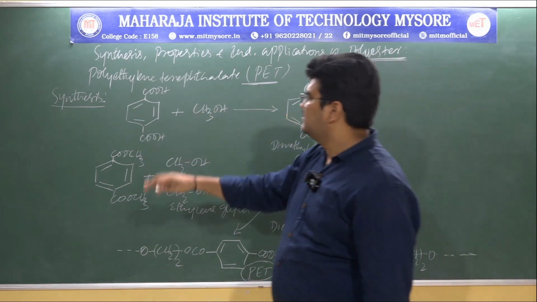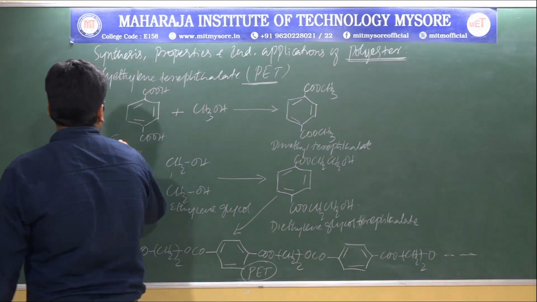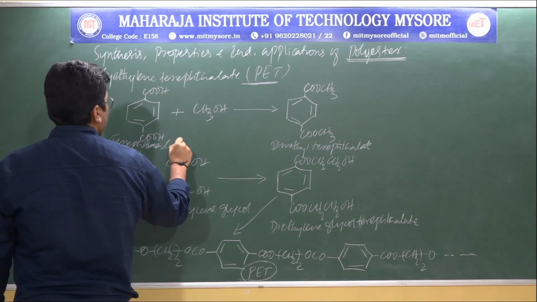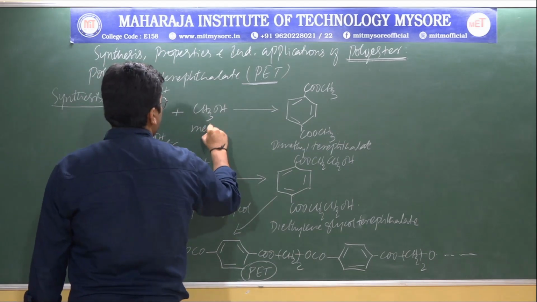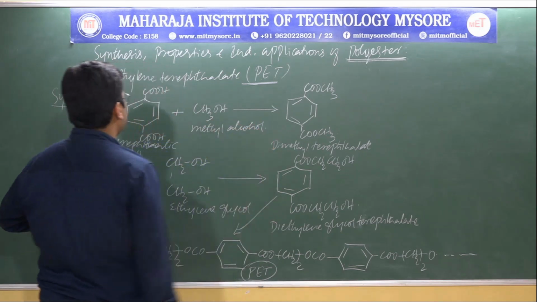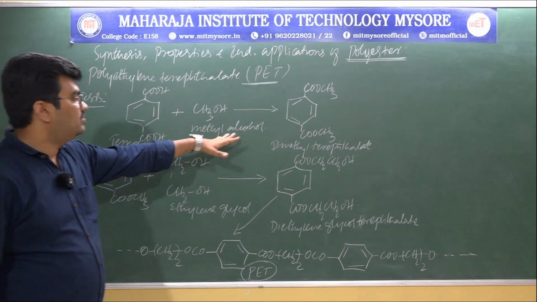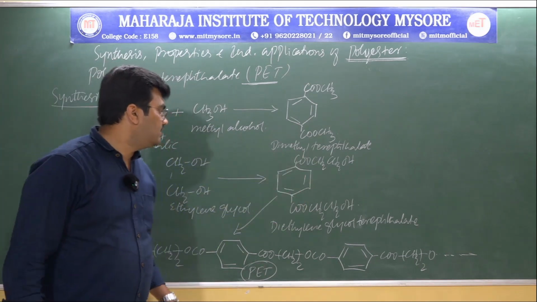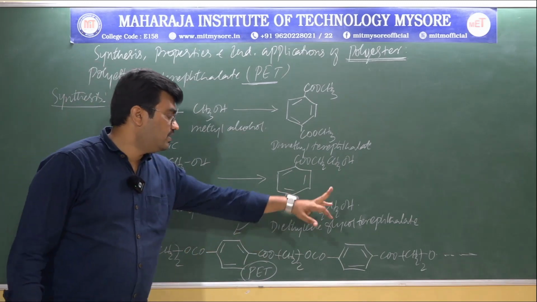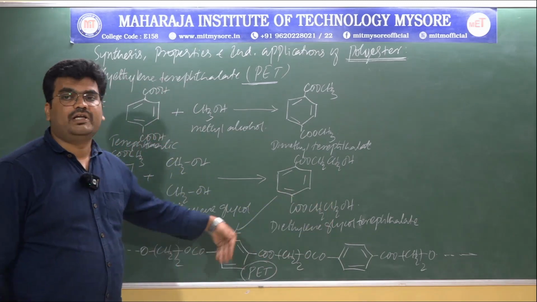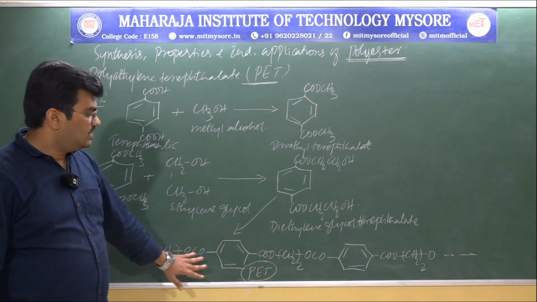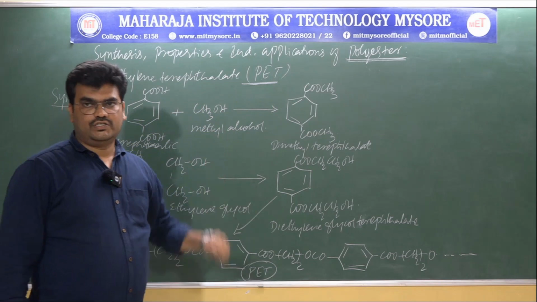So this is all the synthesis. This is terephthalic acid, and this is methyl alcohol. These two undergo a condensation reaction in the beginning, and we will get dimethyl terephthalate. This will undergo reaction with ethylene glycol, thereby we will get diethylene glycol terephthalate, and this undergoes condensation polymerization. We are going to get a product, and that is called polyester, right?